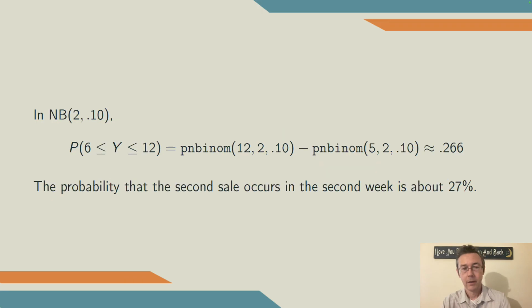Secondly, the probability that y is between 6 and 12 inclusive is pnbinom of 12, 2, 0.10 minus pnbinom 5, 2, 0.10. So I'm taking the probability that y is less than or equal to 12 and then subtracting off the probability that y is less than or equal to 5, to leave only the probabilities that y is between 6 and 12 inclusive. Again, because we're having a discrete distribution here, we have to be careful about when we include the endpoints in this interval. Overall, we get about 26.6%. So that's the probability that the second sale occurs in the second week.